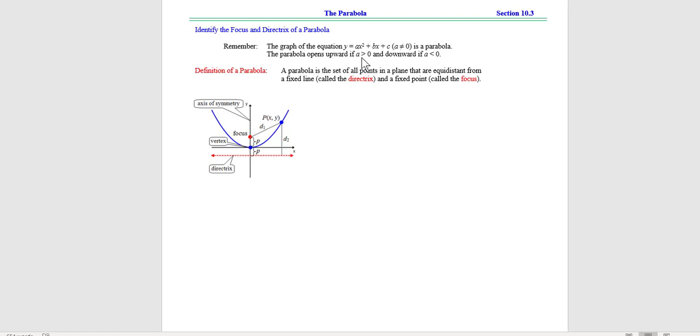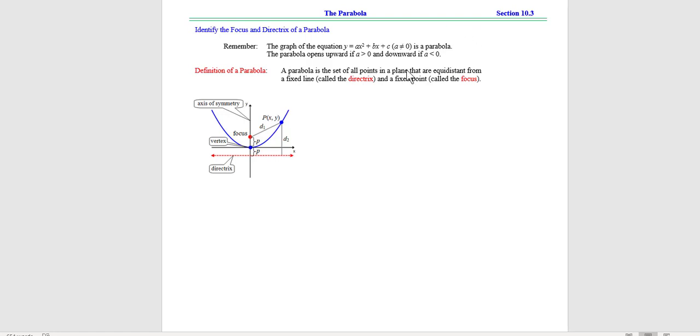The parabola opens upward if we have a positive coefficient on the squared variable, and downward if we have a negative number there. But what we want to do here is view this shape in the same terms that we viewed the ellipse and the hyperbola. We want to view it through this geometric definition. What is it about this shape that really makes it a parabola? What makes a parabola a parabola?